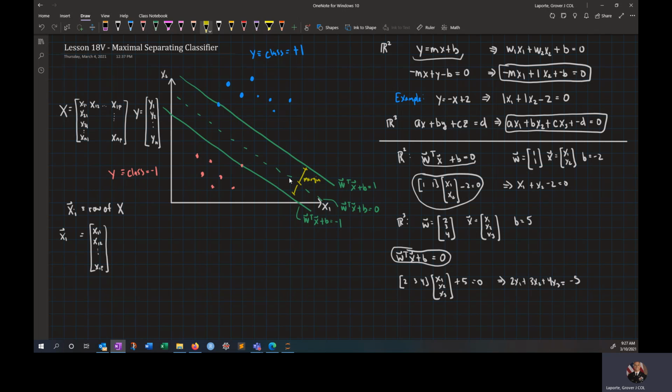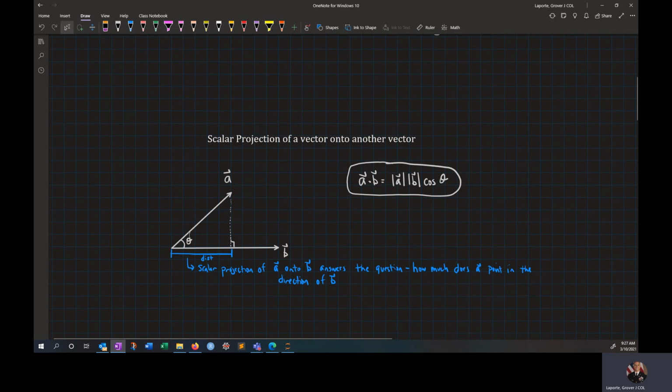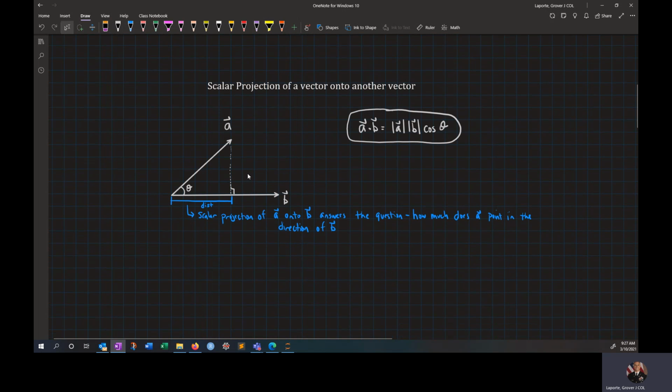So that's the idea for this particular lesson. In order to understand that, we need a couple of things. The first one is we need to remember scalar projections. I think this is a pretty straightforward thing, but maybe it's not. So let's remember what we're trying to do.